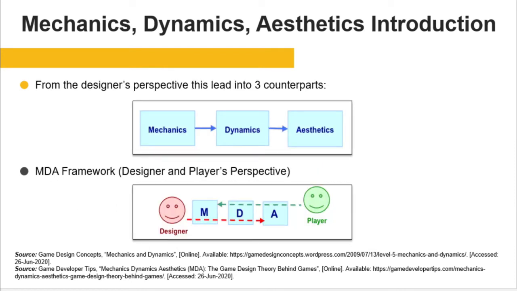But from the designer's perspective, these lead into three counterparts, which are the M, D, and A. M for mechanics, which describes the hidden part of the game. The mechanics are the rules and interactions described with algorithms and data structures. Dynamics is the part of the mechanics that the player can actually see. It describes what the outcome is when the player presses a button or in general sends an input to the game. Aesthetics describes the desirable emotional responses evoked in the player when the player interacts with the game system.